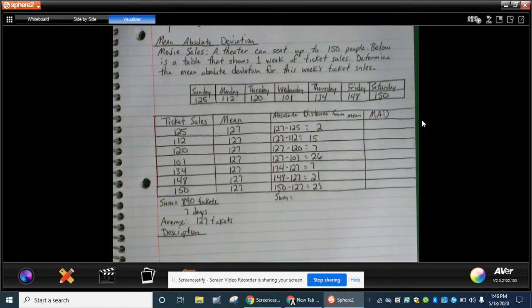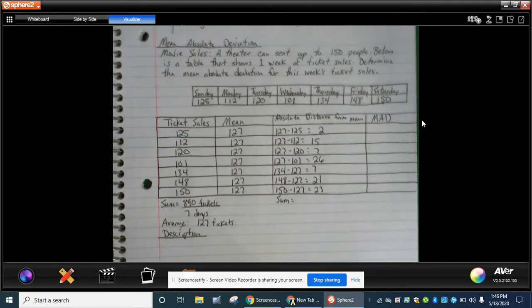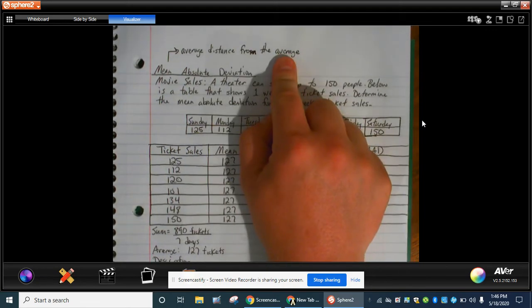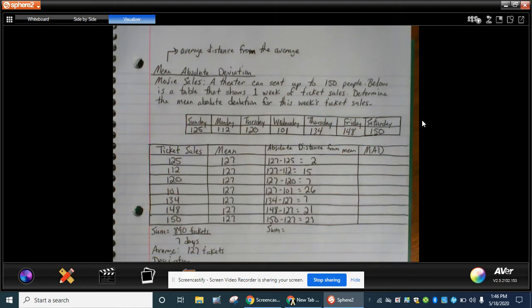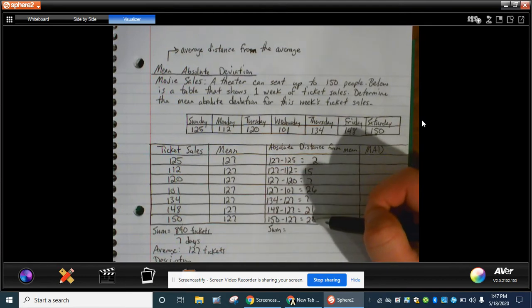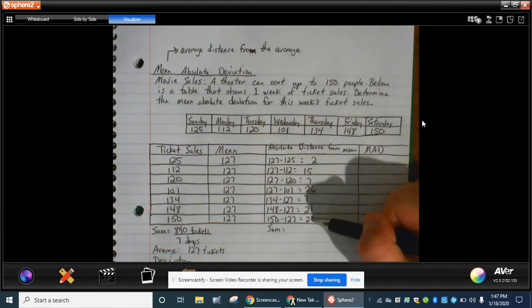All right. So now I have found the average so far. I have found one average, or this average here. Now what I have to do is find the average of the distances that each of these ticket sales were from the mean. So I have to add up these numbers here and divide by the number of days, 7, to determine what my MAD is going to be.